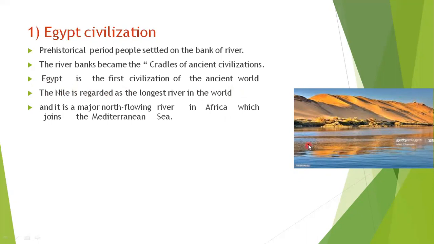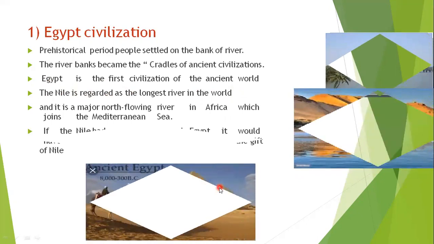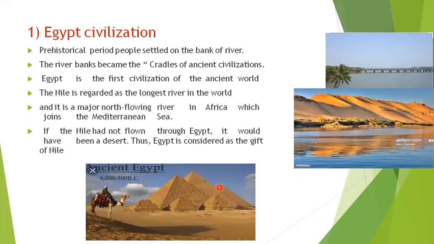Okay, where is it located? It is located in the Africa continent, and it is also joined with the Mediterranean Sea. Which sea does it join? It joins the Mediterranean Sea. And see, children, if the Nile River did not flow in Egypt, what would it be? It would be a desert. Yes or no?